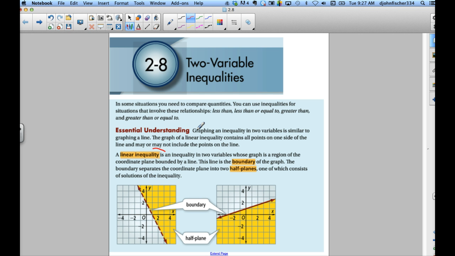A linear inequality is an inequality in two variables whose graph is the region of the coordinate plane bounded by the line. The line is the boundary of the graph, and the boundary separates the coordinate plane into two half planes. One would consist of the solutions of the inequality. So if I was looking at this one, here's my boundary line, here's my shaded region. Okay, so now let's look at some problems.